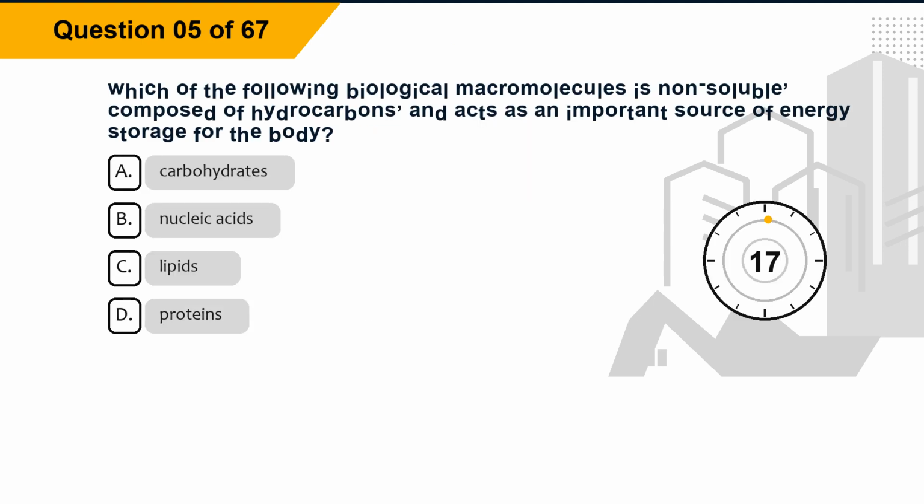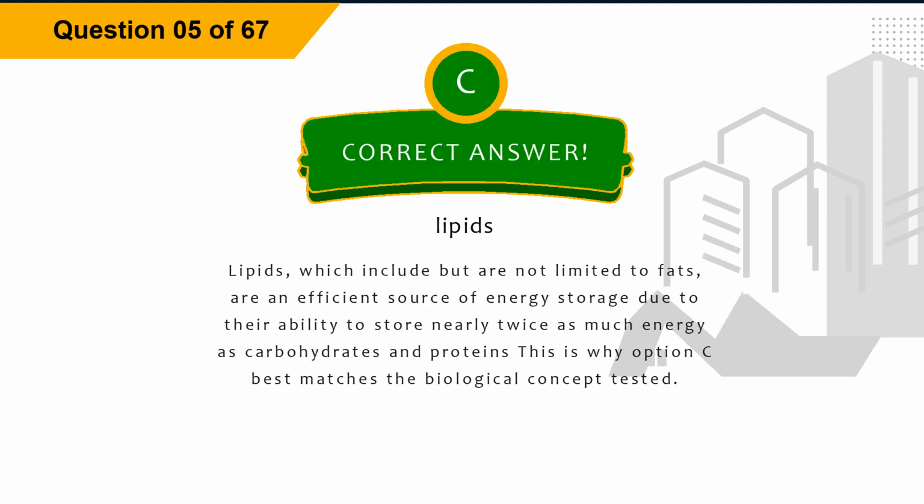Question 5. Which of the following biological macromolecules is non-soluble, composed of hydrocarbons, and acts as an important source of energy storage for the body? Option A, carbohydrates. Option B, nucleic acids. Option C, lipids. Option D, proteins. The correct answer is option C, lipids. Explanation. Lipids, which include but are not limited to fats, are an efficient source of energy storage due to their ability to store nearly twice as much energy as carbohydrates and proteins. This is why option C best matches the biological concept tested.